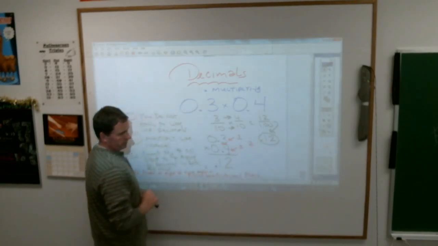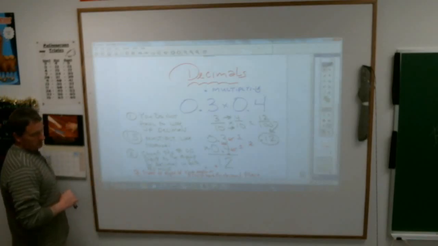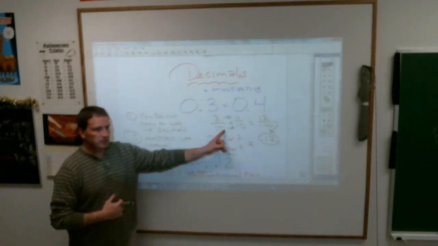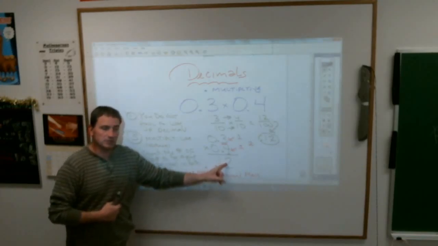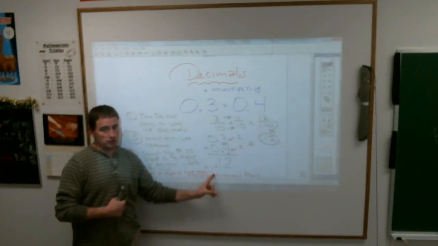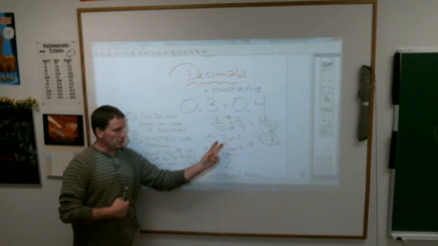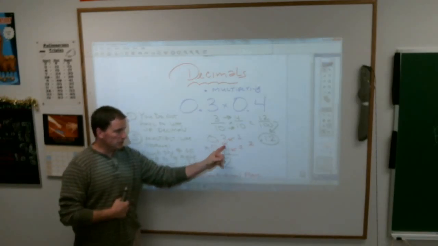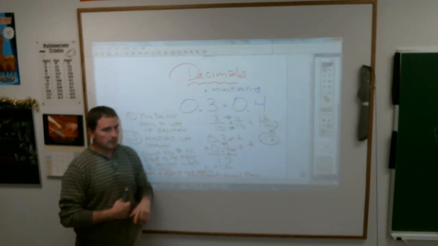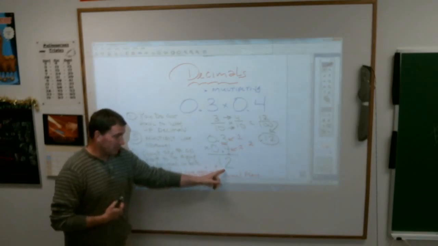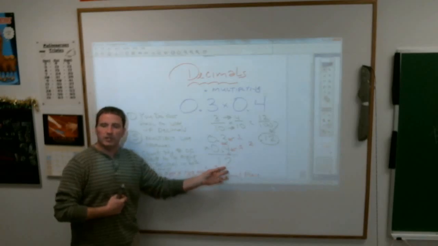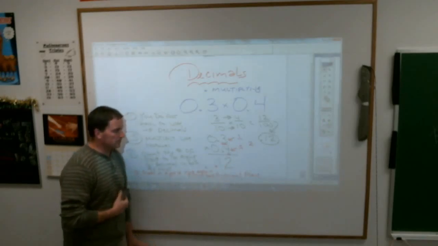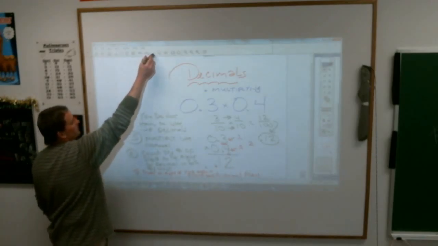12/100ths. There are 2 digits to the right of the decimal in the numbers I multiplied, and there are 2 digits to the right of the decimal in my answer. 2 digits right, 2 digits right. Sometimes I get people starting here and coming back this way 2 places. That will be wrong because 12 is not the same thing as 12 hundredths.